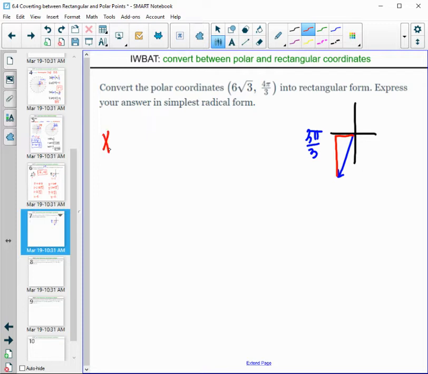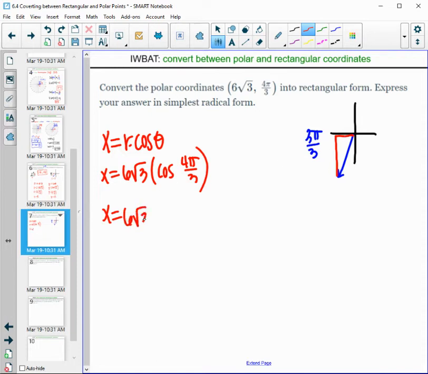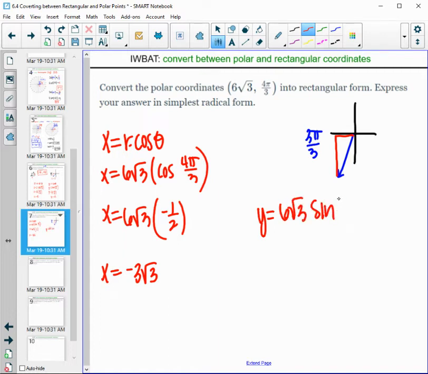So again, the x coordinate is r cosine theta. Remember, cosine and x always go together. So 6 square root 3 is the radius, times cosine of 4 pi over 3. Cosine of 4 pi over 3 is negative 1/2. Multiply those: half of 6 is 3, with a negative. So this is negative 3 root 3. Now find the y value, r times sine of theta.